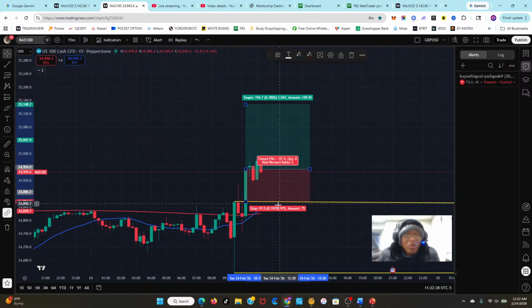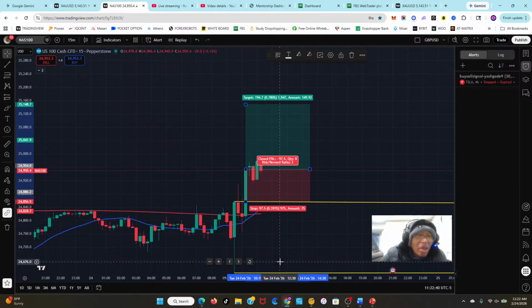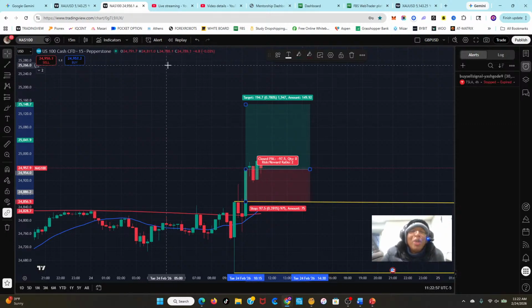24... this one is up here, this is 25,148. There you go. Here's the entry point. The stop loss is this one here. So now if you want to know how much to risk, then we use this tool here.